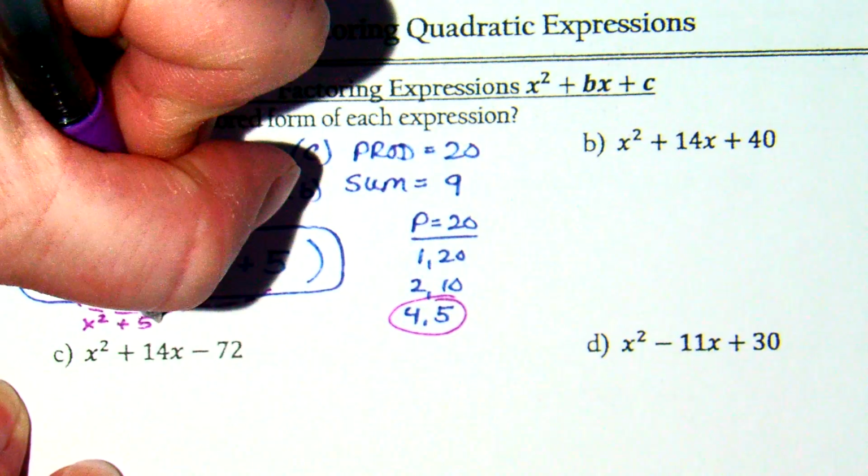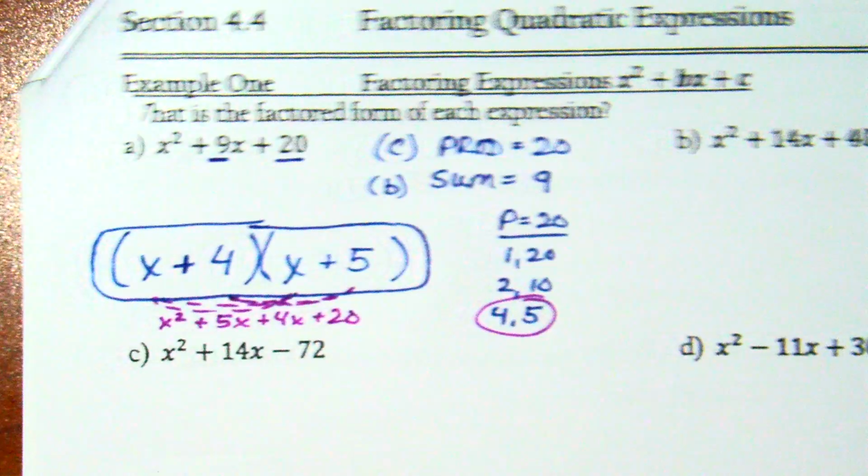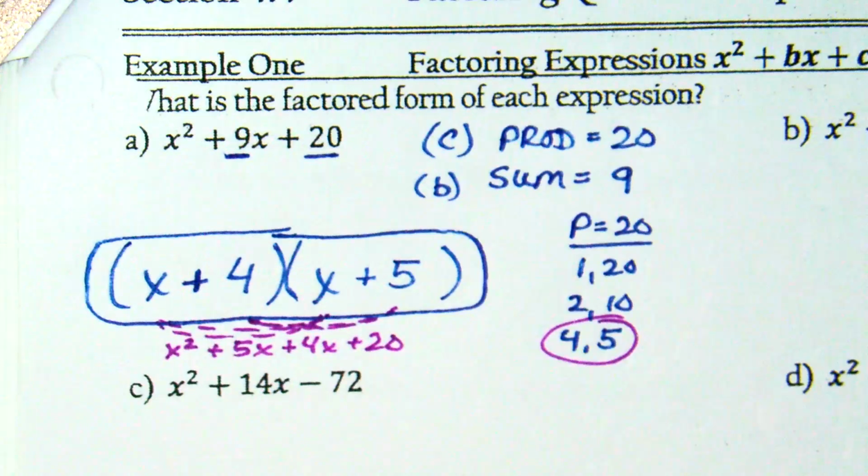4 times x is 4x. 4 times 5 is 20. And I wrote that real small, probably not a good idea since I have so many virtuals out there. But x squared plus 5x plus 4x plus 20. Does that give me my original problem? Yeah, 5x plus 4x is 9x, so that matches with the original problem.